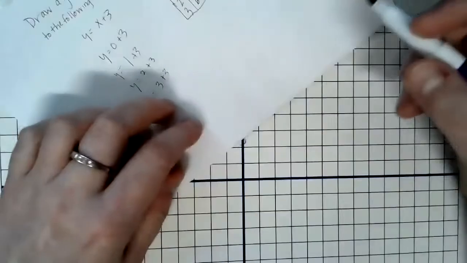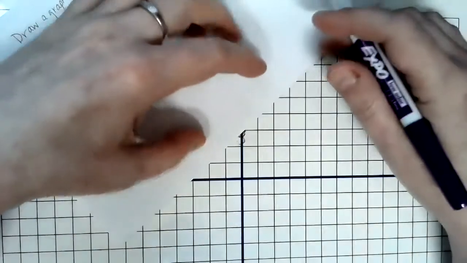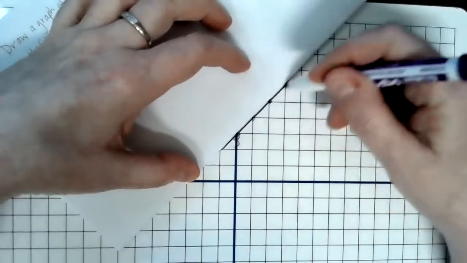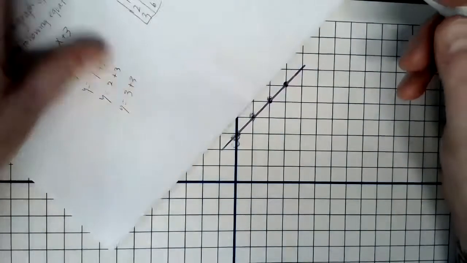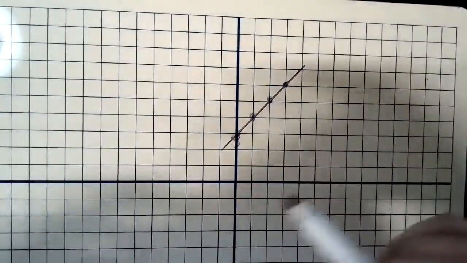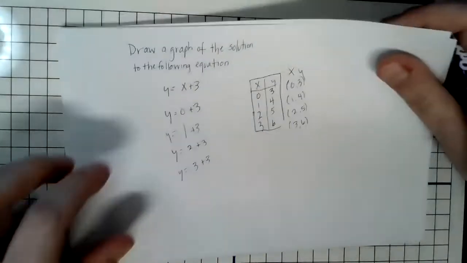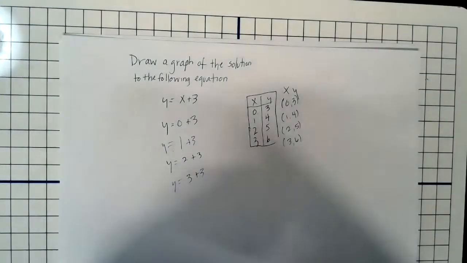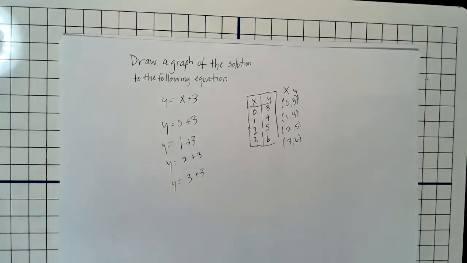Now see what happened here? It's a nice straight line. You just connect the dots. Look at that, nice straight line. And that is the graph version of this equation. Let's try another one. Got a whole page of them.